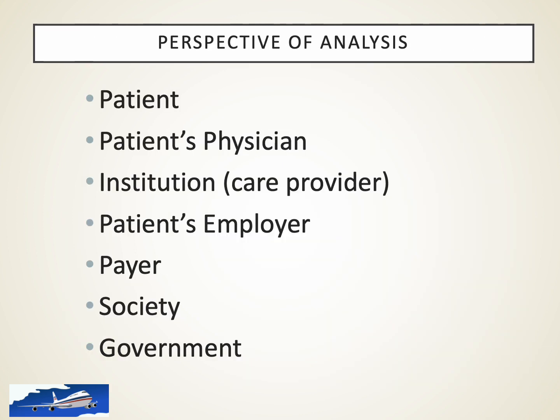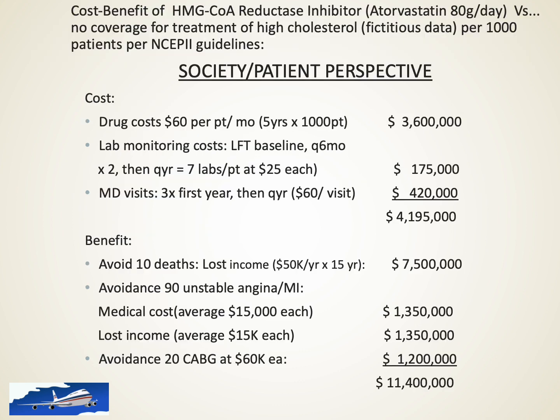Important when you're looking at any of these pharmacoeconomic analyses is what's the perspective. Is it the perspective of the patient, the physician, the institution, the employer, whoever's paying, maybe the HMO, society, government? Who's looking at those numbers? Let's look back at our example from a society perspective or a patient's perspective, that comparison earlier between atorvastatin 80 milligrams a day and what it costs. In this fictitious analysis, from this perspective where we counted all those benefits of the drug therapy, it made sense for us to go with the drug therapy.